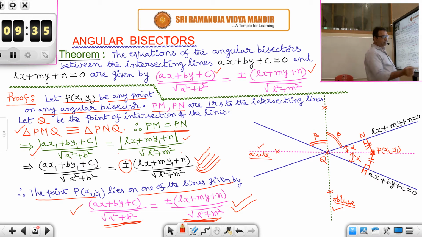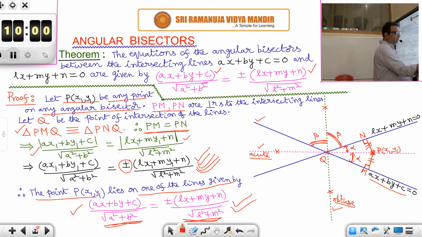See, Ax plus By plus C is equal to 0 is a straight line. Do you agree? It is a straight line. What is the total angle on a straight line? 180 degrees. So, what is the acute angle between the two lines? Alpha plus alpha, 2 alpha. What is the obtuse angle between the two lines? This beta plus beta, 2 beta.